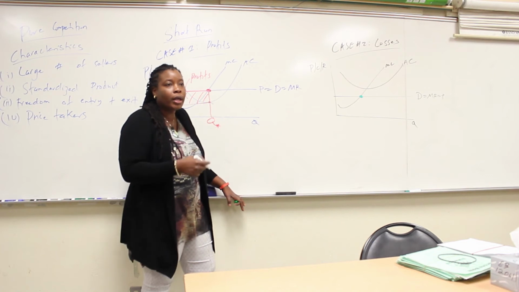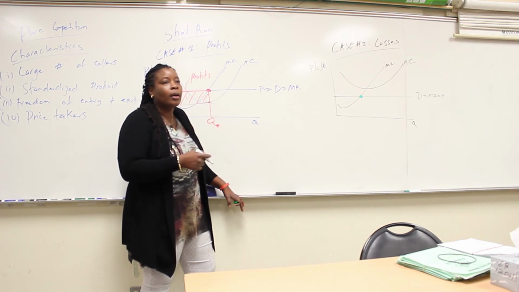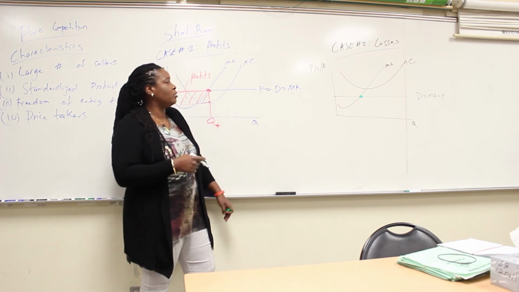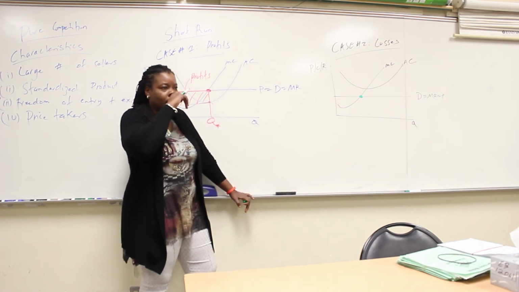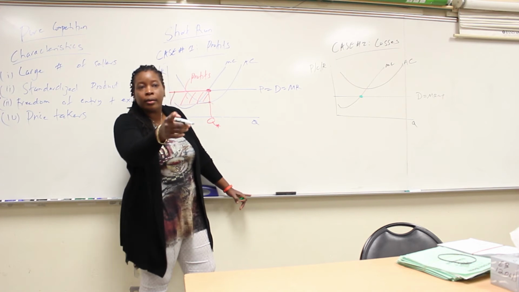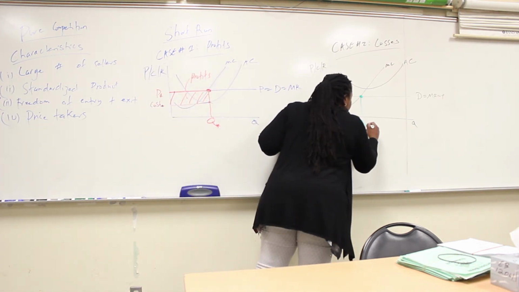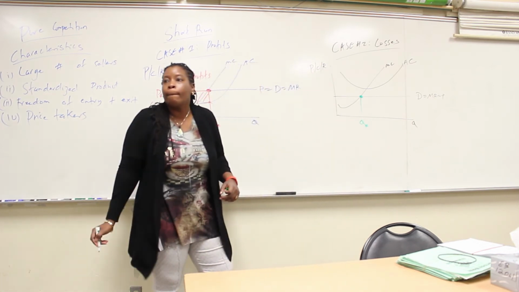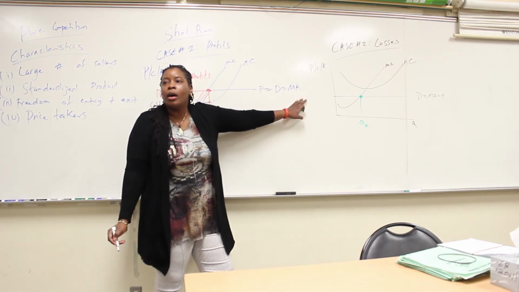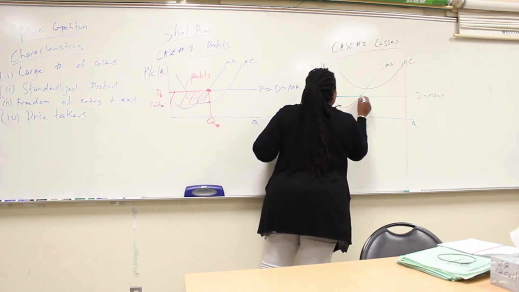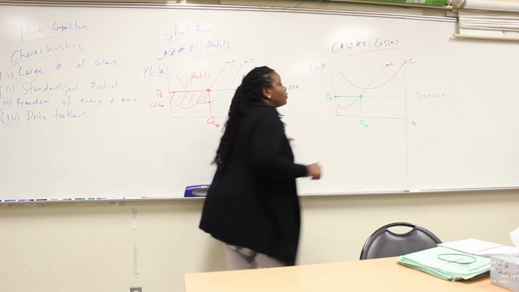What do I do next? I start off with MC equal to MR, but what is that telling me? That's your quantity. This will tell me my quantity. And you follow to the left. And that will tell me what? Your price. Very good. And then anything below that is your cost.